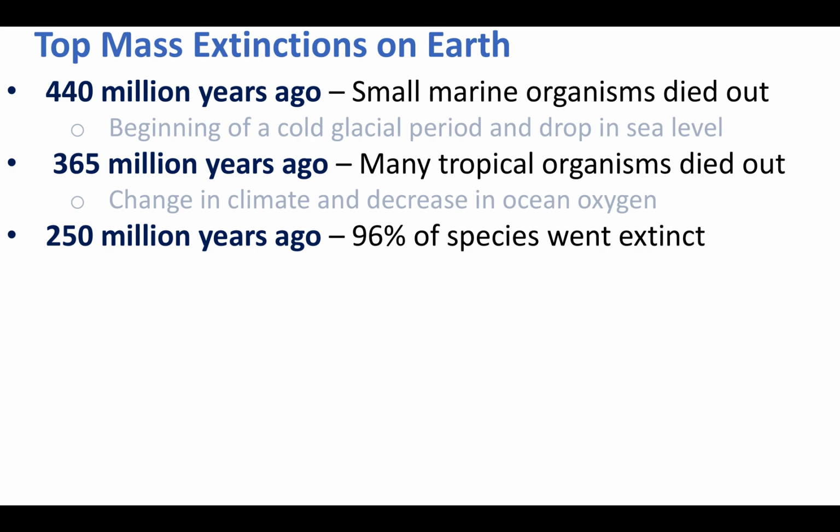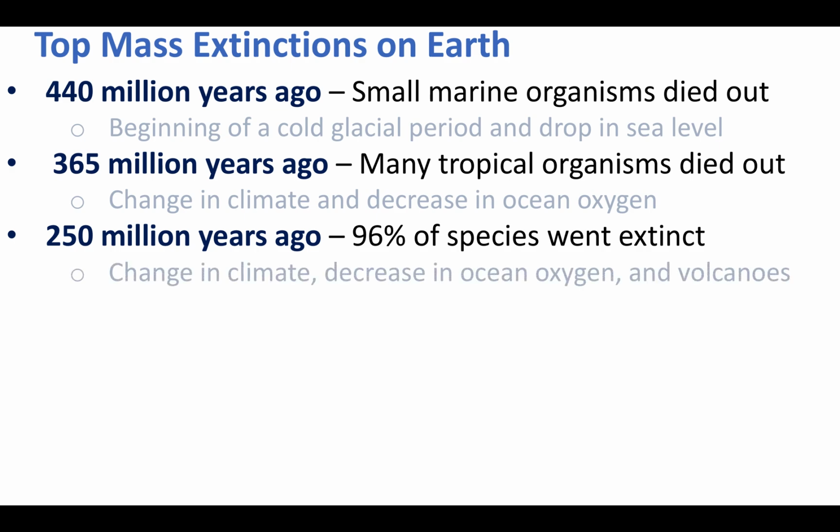250 million years ago, we had the largest mass extinction on record for Earth. You had 96% of species that have gone extinct. Now, the reason for this is very similar to others: change in climate, decrease in ocean oxygen, and volcanic eruptions were also prevalent at this time to aid in this change in climate, as well as the mass extinction of this large amount of species.